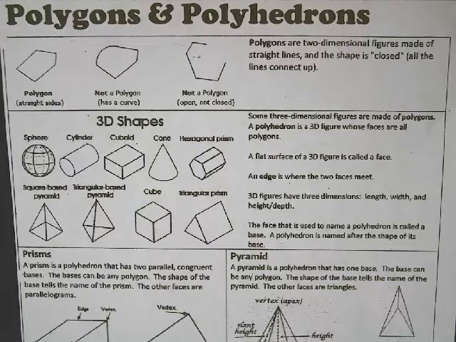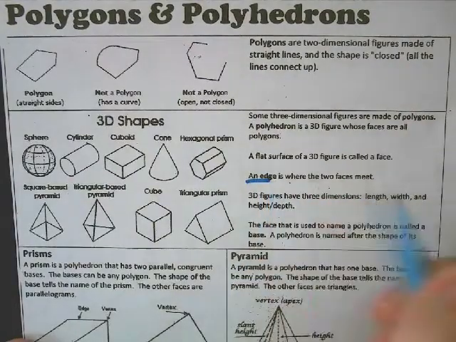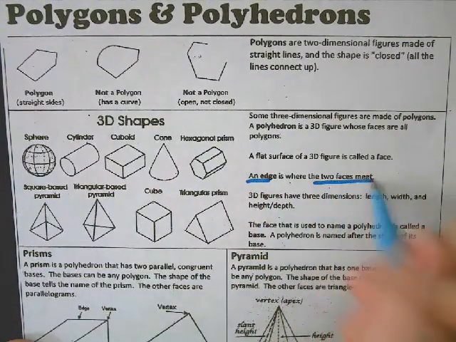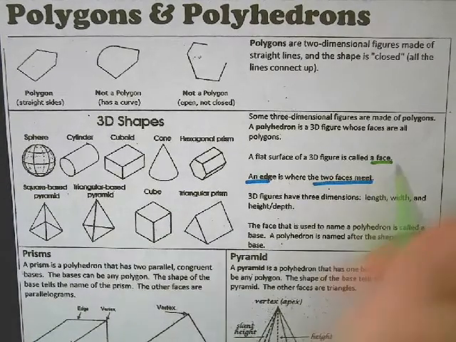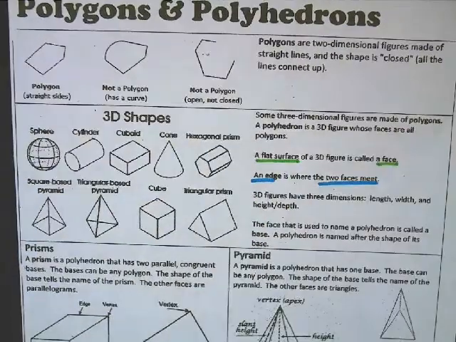A 3D figure has 3 dimensions. That's where we get the 3 from. We're going to have length, width, and height, as well as depth. So, whenever we're looking at this, we may have something called an edge. An edge is where these two faces meet. Remember, when we're talking about a face, it is going to be that flat surface of the 3D shape.